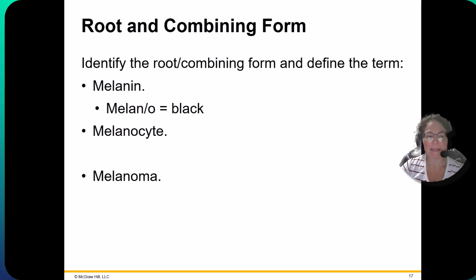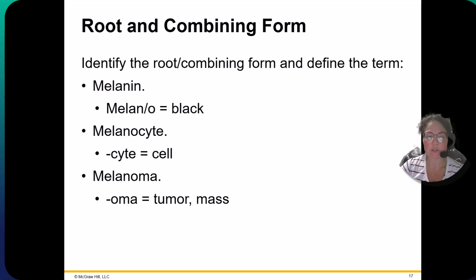We have melanin, again, it means black. Melan means black. Melanocyte, cyte means cell, and melano means black. So it's a cell of black. Remember, start at the end and then go to the beginning. And then, like I stated before, melanoma. Oma means mass or tumor, and melan means black.